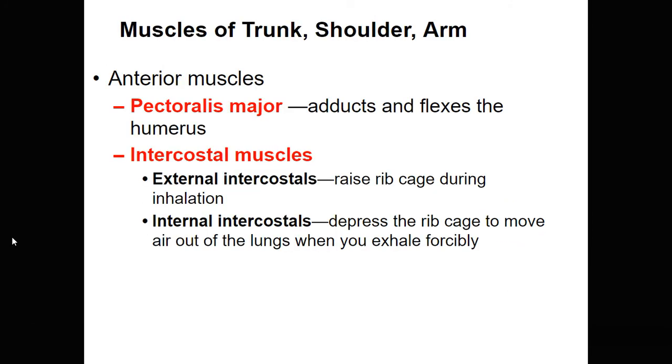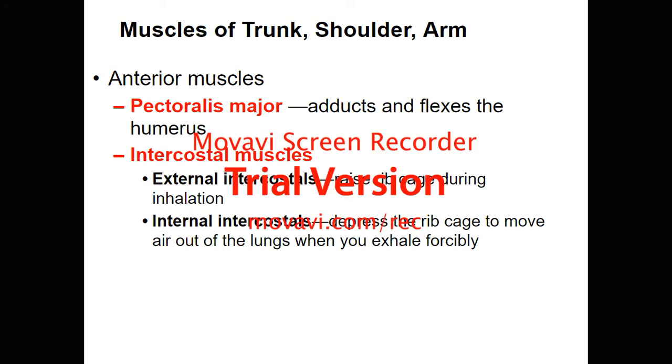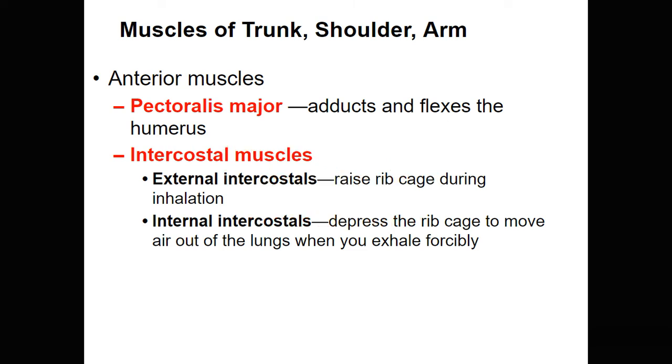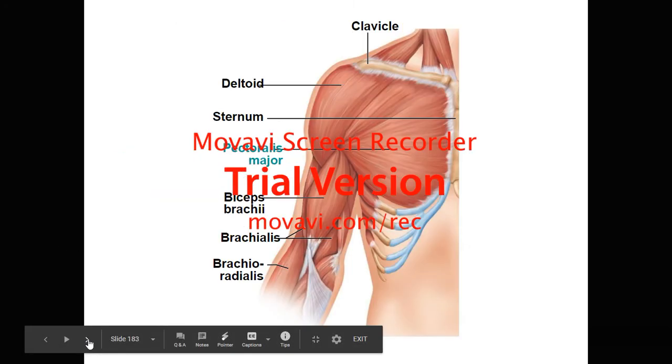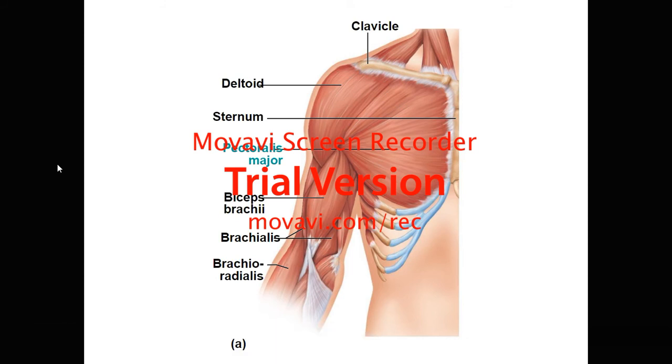All right, so muscles of the trunk, shoulder, and arm. Anterior muscles: pectoralis major adducts and flexes the humerus, and the intercostal muscles. You have external intercostals, which raise the rib cage during inhalation, and the internal intercostals, which depress the rib cage to move air out of the lungs when you exhale. This is just showing you the location of the pectoralis major muscle.